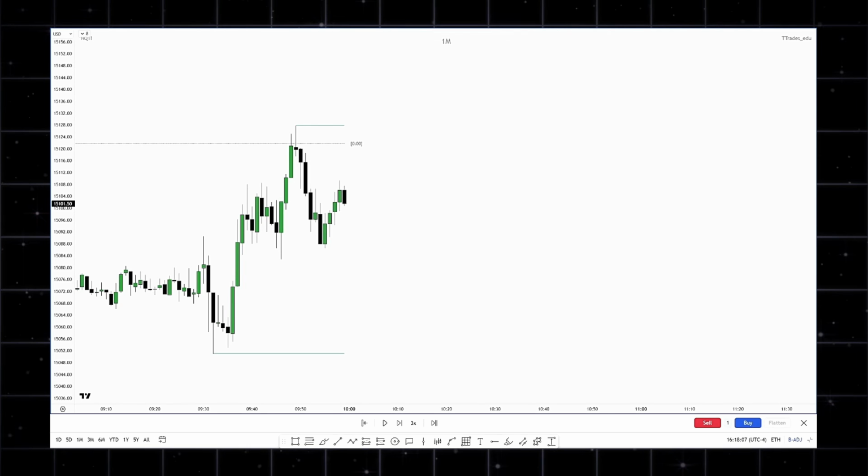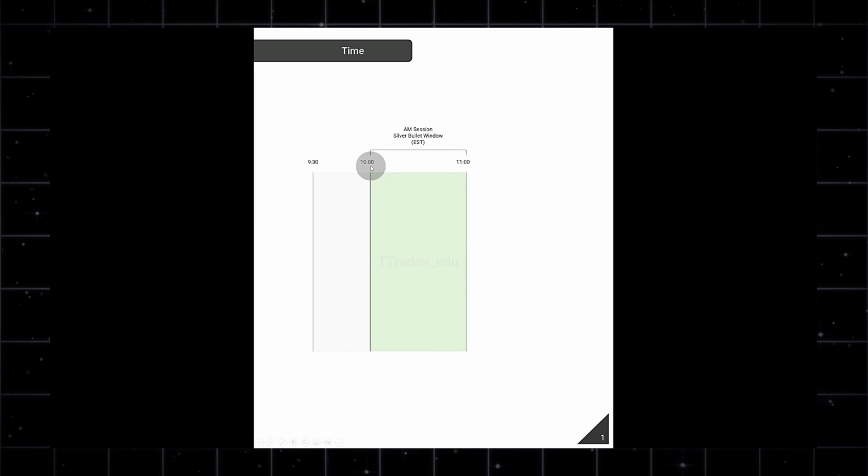Now, for this one, we are going to be focusing on the AM session only and using NQ as the ticker. We are first going to hop into a PDF, go over the model and framework before we hop into TradingView for some examples and then into FX Replay. I'm going to be focusing on the 10 to 11 a.m. time window, or the AM session Silver Bullet window. The only time I will take entries is if it appears between 10 and 11 a.m.